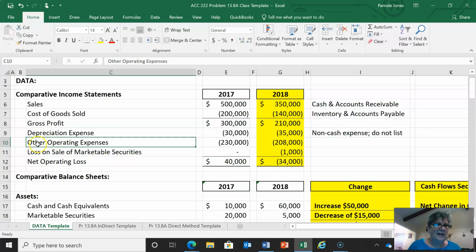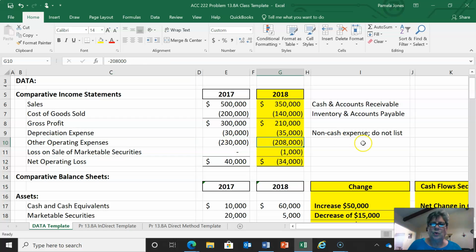The next line is other operating expenses. This could be payroll expense, it could be rent expense, it could be insurance expense. So any of those items that we've seen on the multi-step income statement before, all lumped together in this particular exercise. So that amount is $208,000.